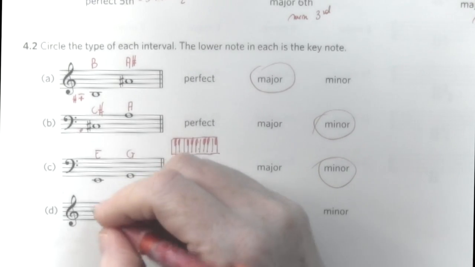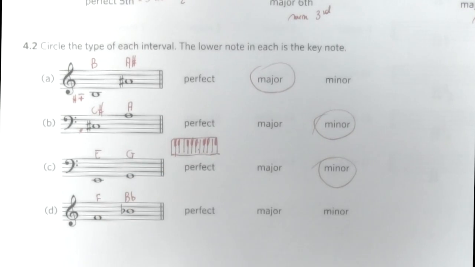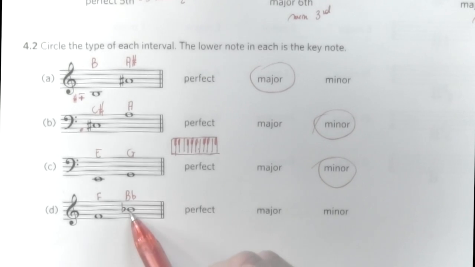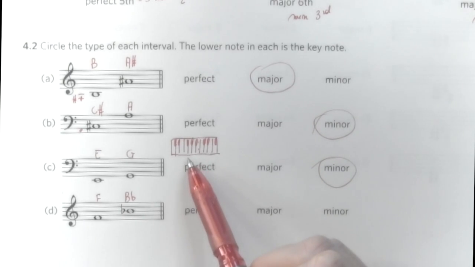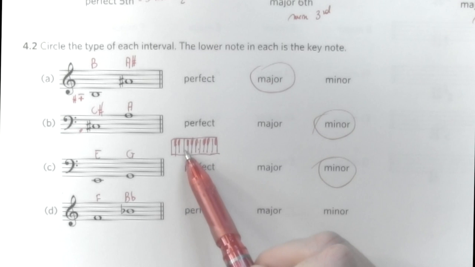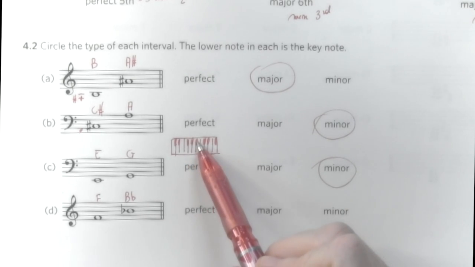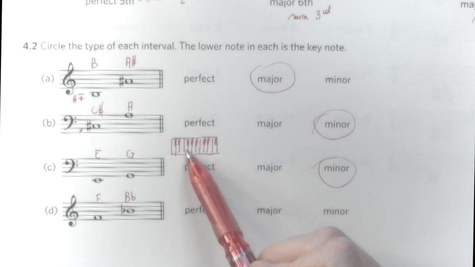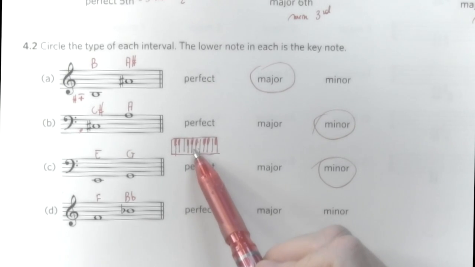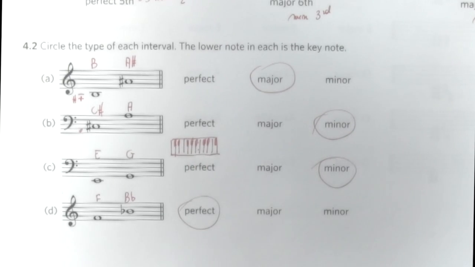Lastly, we have Fa and B flat. This is a 4th, 1, 2, 3, and 4. Now, the perfect 4th is 2 tones and a half. Let's see if this is perfect or augmented or diminished. 1, 2.5. Let's do that again. 1, 2.5. Perfect. This is a perfect 4th. Sorted. Are you happy? Let's turn the page.